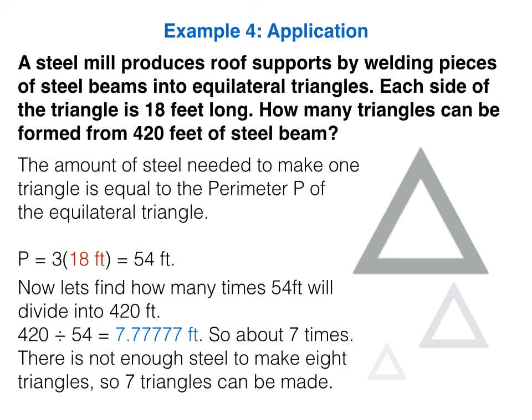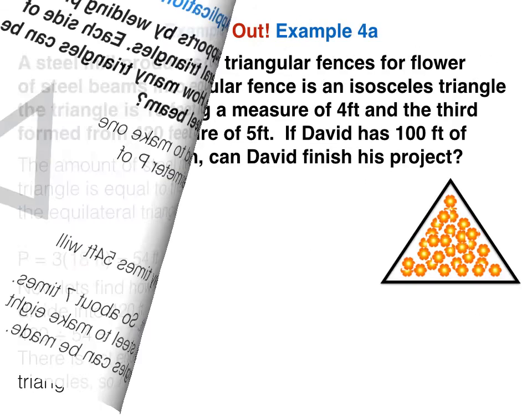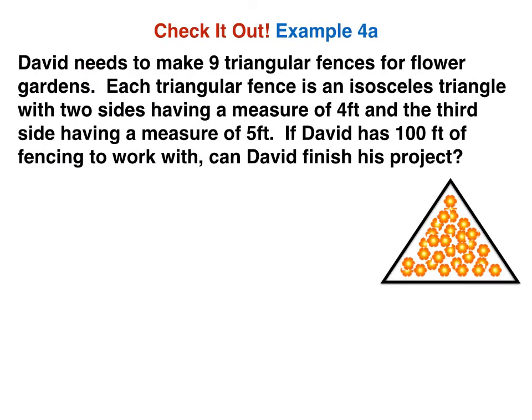Now let's find out how many times 54 feet will divide into 420. When I take 54 and divide it into 420, I get 7.7 repeating, so about 7 times. There's not enough steel to make 8 triangles, so 7 triangles can be made from the 420 feet. All right, you go ahead and try this on your own. Go ahead and pause the video now.